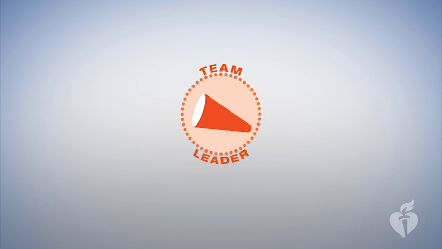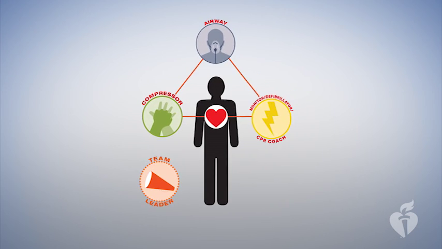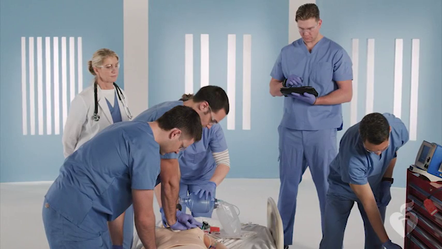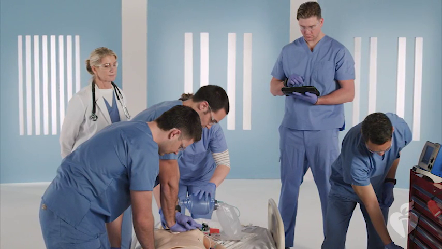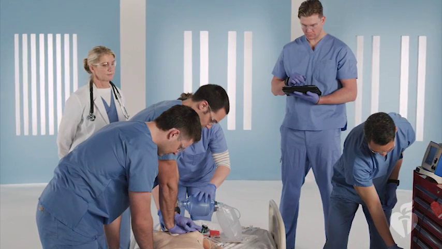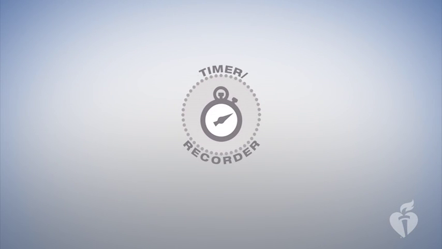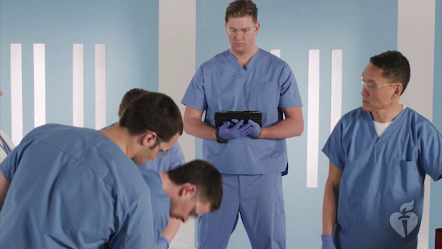Every resuscitation team must have a defined leader who assigns roles and makes treatment decisions. Often, the team leader will be at the foot of the victim. However, the team leader may move around to observe and evaluate the skills of the team and to provide feedback when needed. The timer recorder keeps a record of the events that occur, including frequency and duration of interruptions and chest compressions, time of shock delivery, and medication administration.